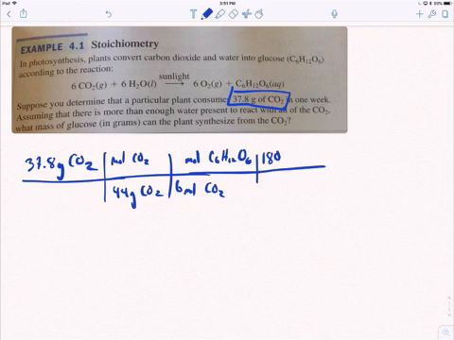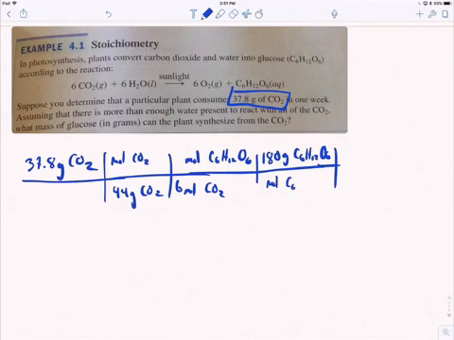The last step is 180 grams of glucose per mole of glucose. I just had that memorized. I have 44 grams CO2 and 180 grams glucose memorized, 18 for water, that kind of stuff. And you put this in your calculator, and what do you get? 37.8 divided by 44 divided by 6 times 180. I get 25.8 grams glucose. GLU is short for glucose.